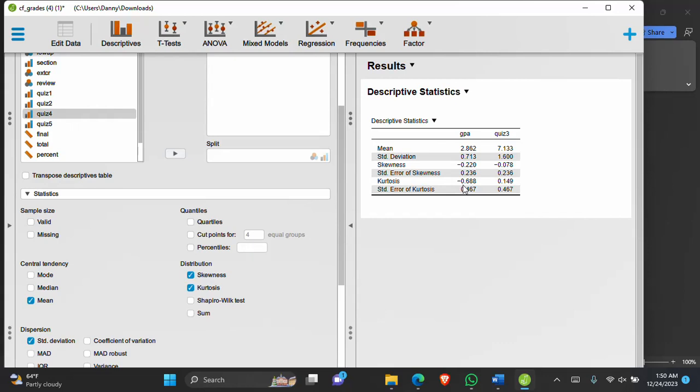Now we look at the kurtosis. The kurtosis compares the distribution to the normal distribution. Since this is negative, it means that the distribution is nearly flat. Also look at this one, which is positive, which indicates that the distribution is more peaked than the normal distribution. So yeah, that's all you need for that part.